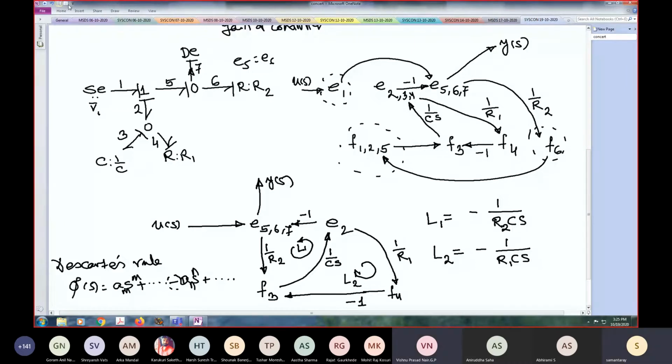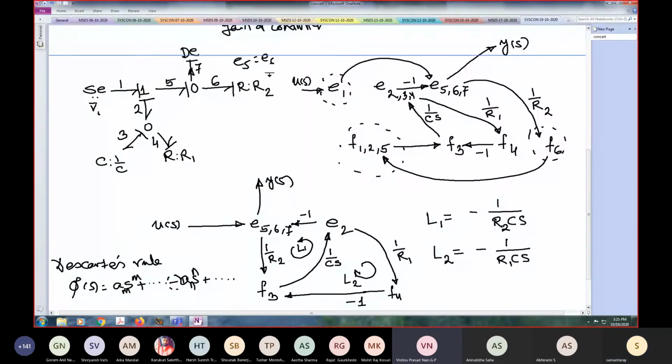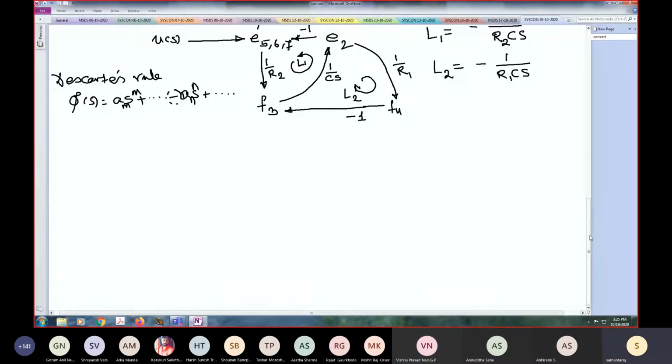Now we will write down the transfer function. Descartes' rule: if there are multiple negative signs, then also one root will have positive real part. So that is not a sufficient condition. That is just a necessary condition.